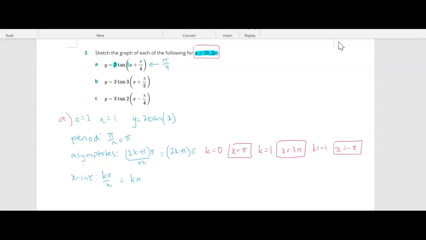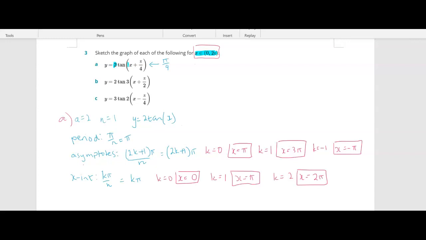Let's look at the x-intercept. So when k is equal to 0, x is equal to 0. All right, so that's your first x-intercept. When k is equal to 1, x is equal to pi. And when k is equal to 2, x is equal to 2 pi. And we probably don't need to go any further.